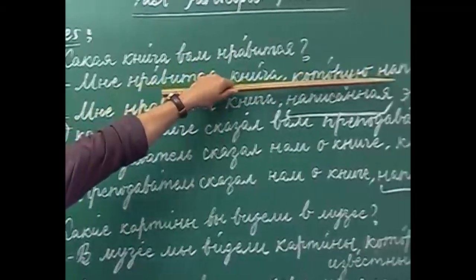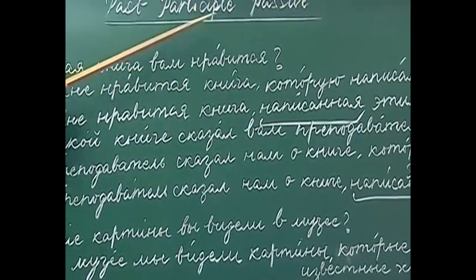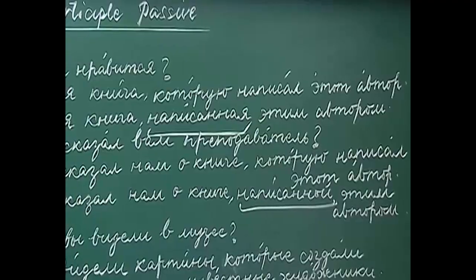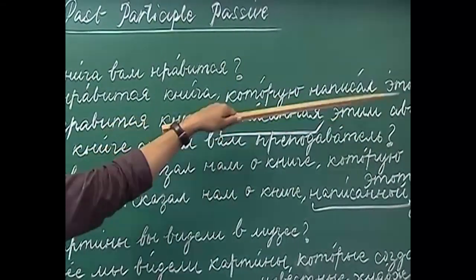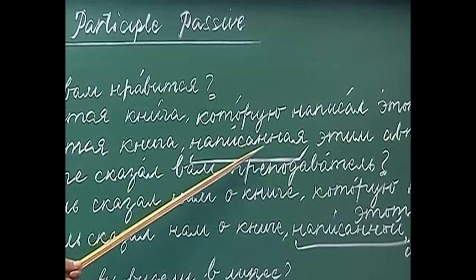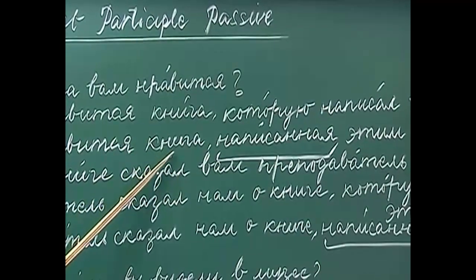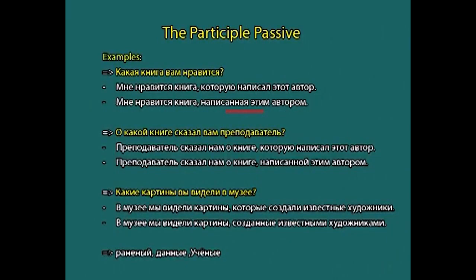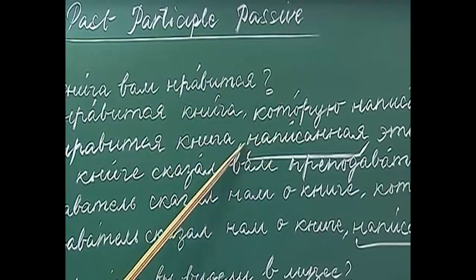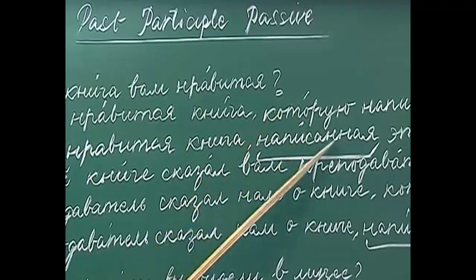The same sentence, as you can see, is in the passive voice. How will we change it using the past participle passive? Мне нравится книга, написанная этим автором. So, I like the book which was written by this author. Here, написанная is the past participle passive, and the form of написанная depends on the form of the noun книга. Since it is singular number, nominative case and feminine gender, the same gender, number and case will be followed in the past participle passive. That is why написанная is singular, nominative case and feminine gender.